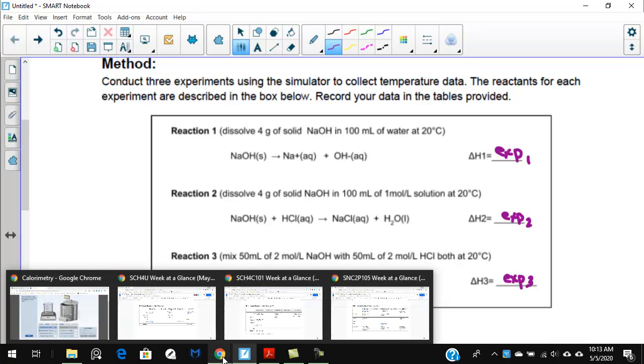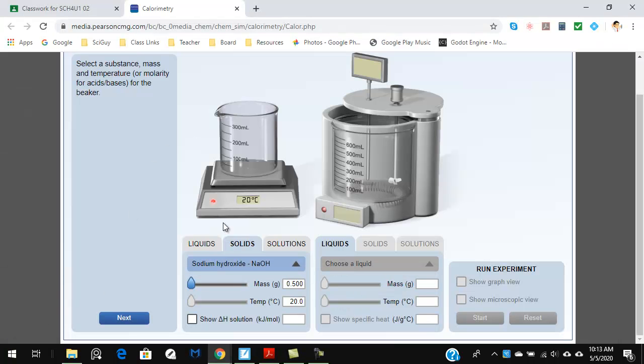So we'll go back to the screen there. So we'll put in 4 grams, and it's automatically set at a room temperature of 20 degrees. When that first beaker is set up, we say next.